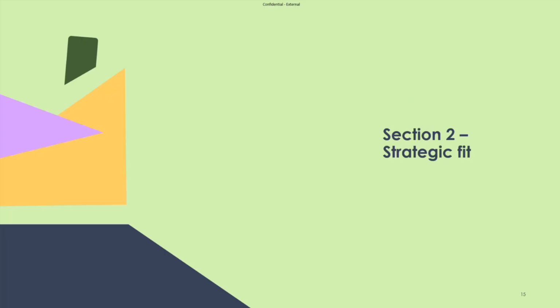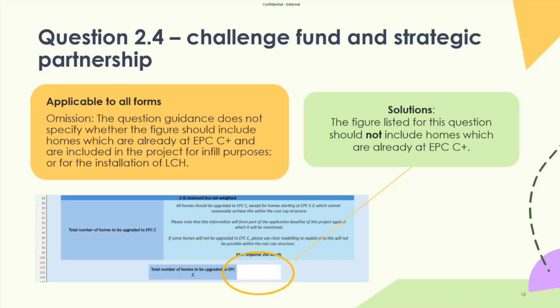Section 2 for the strategic fit. Question 2.4 in the Challenge Fund and Strategic Partnerships is a question around the number of homes that you have which are already at EPC C. So this could be properties that are on an infill basis or are getting the low carbon heating incentives. The figure listed for this question should not include homes which are already at EPC C. So if you are doing 1,000 homes and 10 of those are already at EPC C, the number going in there is 990.